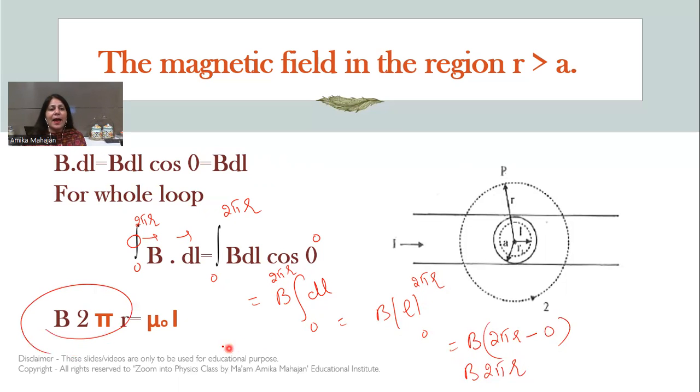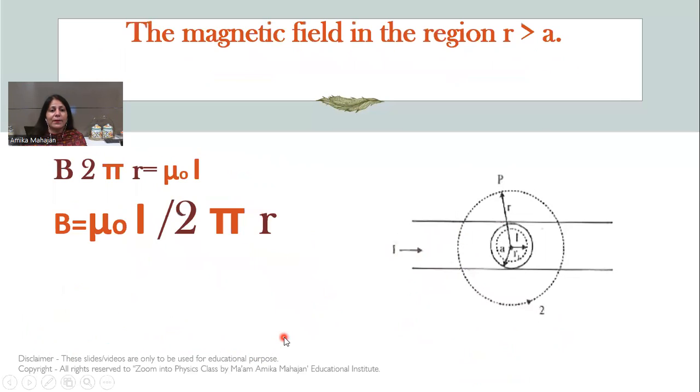And according to Ampere's circuital law, this should be equal to mu naught times the total current threading the loop. Here, the total current threading this loop will be I. So B can be calculated. B will be mu naught I by 2 pi r. So what we find? The field outside the wire will be inversely proportional to the distance of point P from the center of the wire.